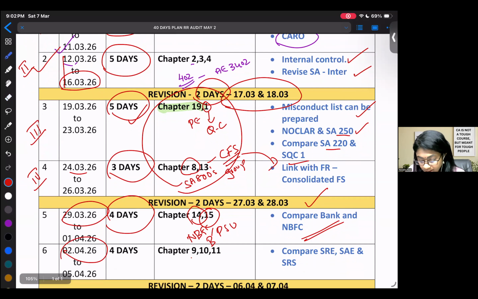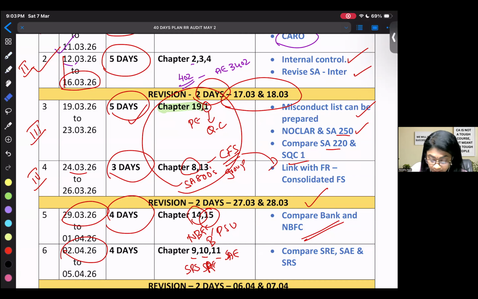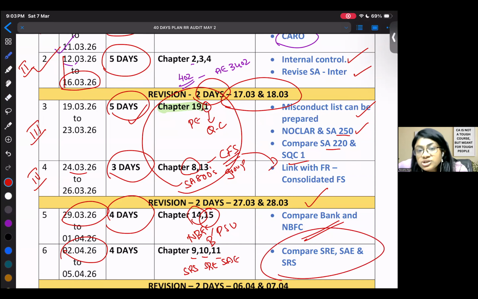Again, going to chapters 9, 10, 11. Chapter 9 is a very small chapter, which is SRS. Chapter 10 is SRE and chapter 11 is SAE. So chapters 9, 10, 11: advanced standards, SRS, SRE, SAE. And once you finish, compare.